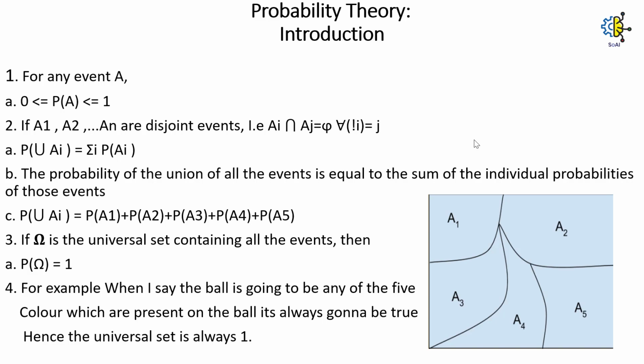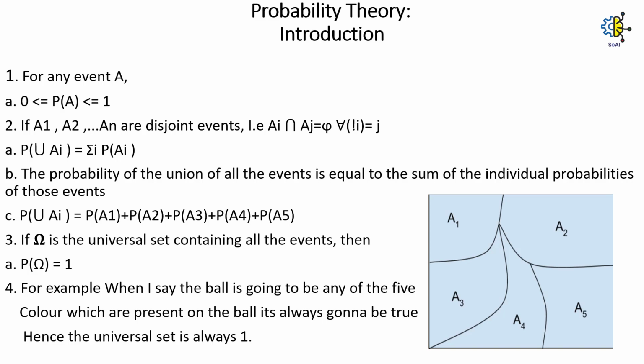If A1, A2 and so on till AN are disjoint events, that is, Ai intersection Aj is equal to phi, the probability of union Ai is equal to sigma i of probability of Ai. The probability of the union of all the events is equal to the sum of individual probabilities of those events. Probability of union Ai is equal to probability of A1 plus probability of A2 plus probability of A3 plus probability of A4 plus probability of A5.